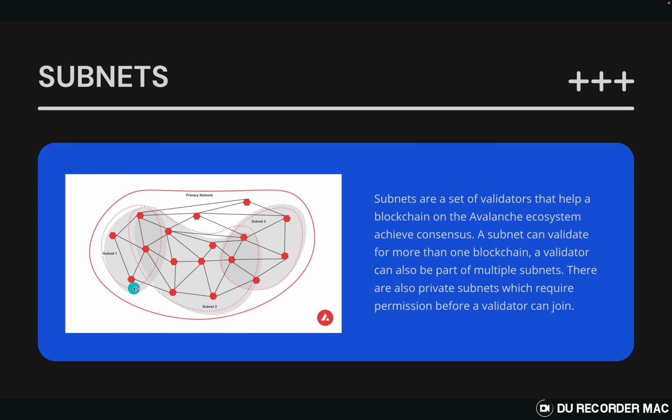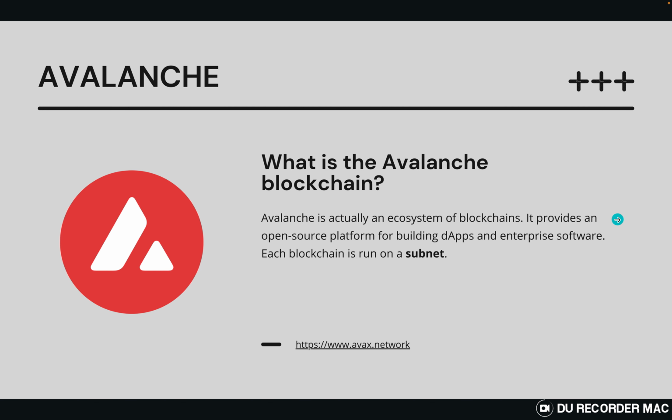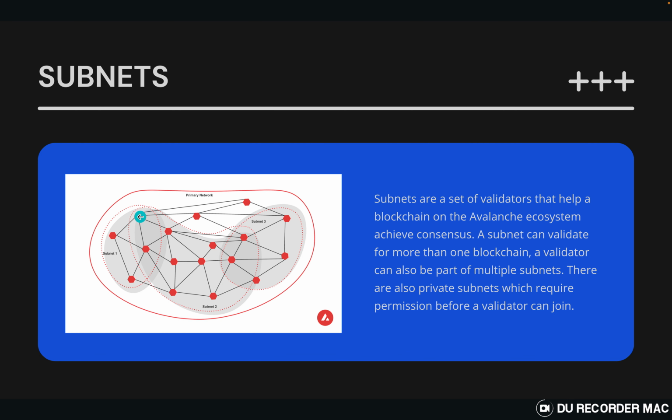Subnet 1 right here has how many validators? 1, 2, sorry, I was clicking it. So subnet 1 has 1, 2, 3, 4. It has 4 validators on the network. So this subnet is supporting a particular blockchain. They are helping to provide consensus for a blockchain. In other words, they are helping to produce blocks for a blockchain, right? So that is what this subnet is doing.